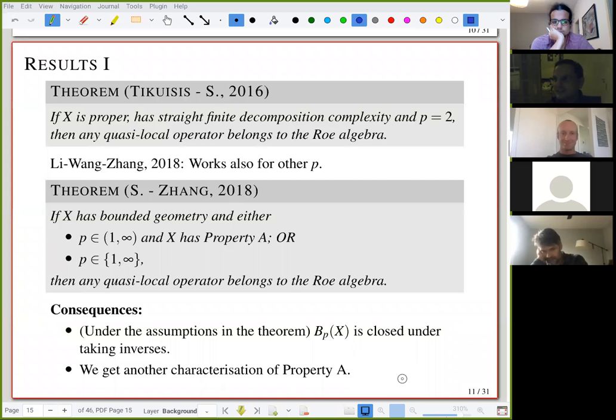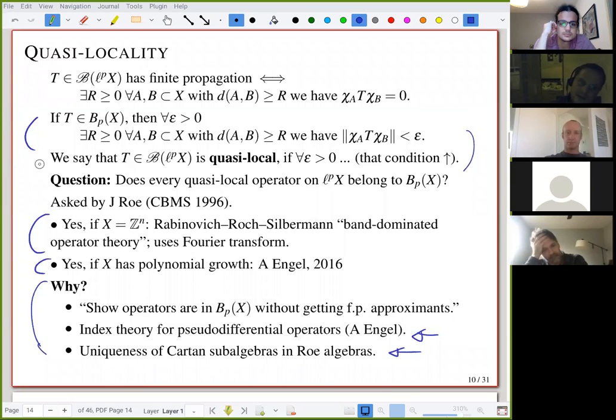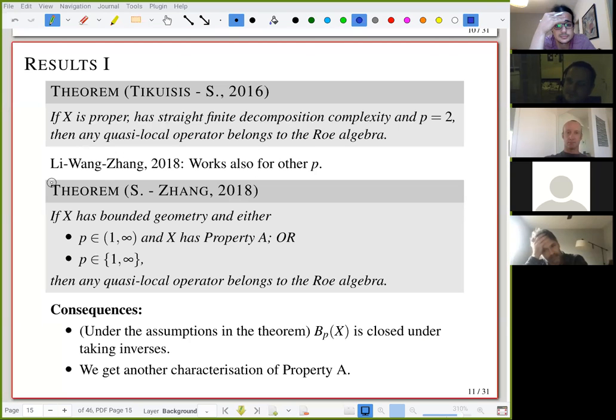So let's state a bunch of results about this. Actually two of them, and they both go in the direction of: let's assume something about the space, which will then imply that any quasi-local operator belongs to the Roe algebra, right? So that's the question that I was alluding to here, and this is the one that I would like to answer, both ways. But so far we only have one way.